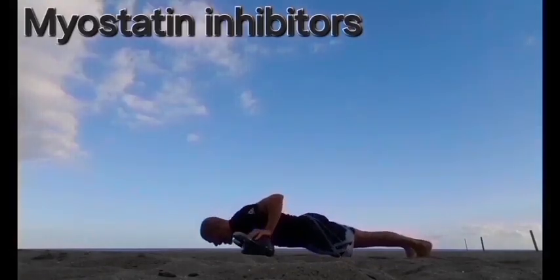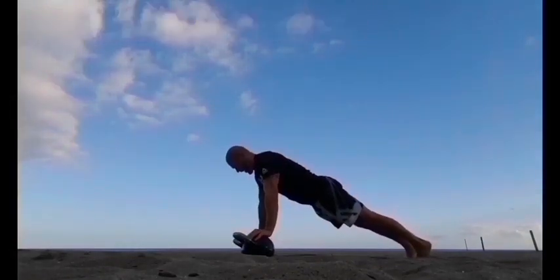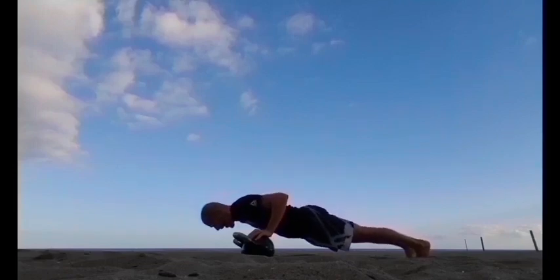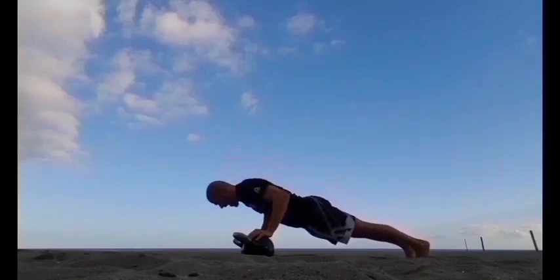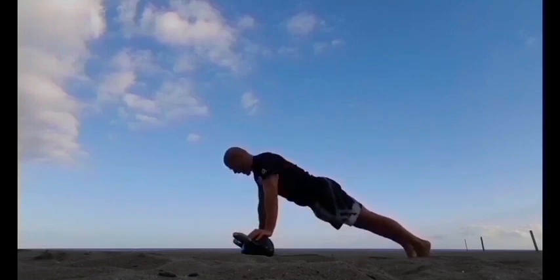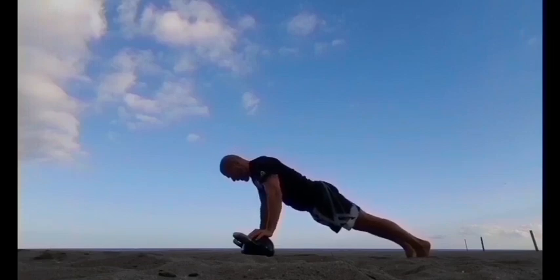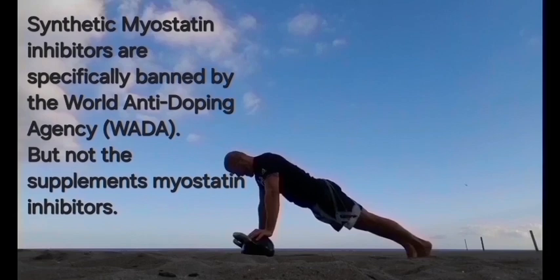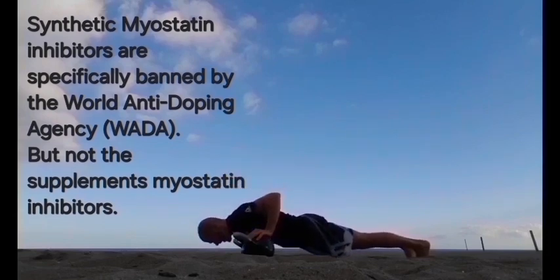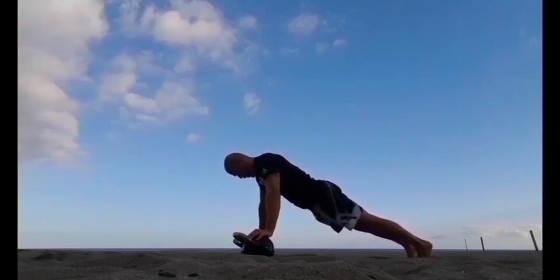Myostatin inhibitors. Myostatin inhibitors are substances that block or reduce the activity of myostatin, which is a negative regulator of muscle growth. By inhibiting myostatin, these compounds can potentially increase muscle mass and strength. There are several types of myostatin inhibitors being researched or used in clinical trials, with some being naturally occurring and others being synthetic or engineered. Myostatin inhibitors are specifically banned by the World Anti-Doping Agency, WADA. Myostatin inhibitors are a class of drugs that work by blocking the effects of myostatin, which inhibits muscle growth.